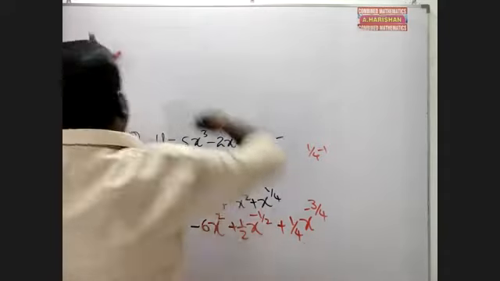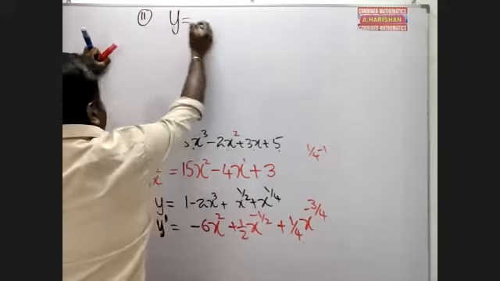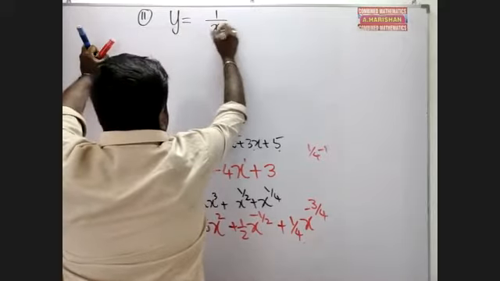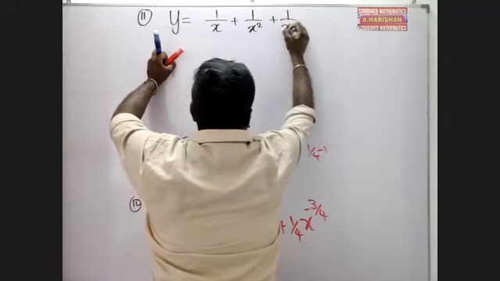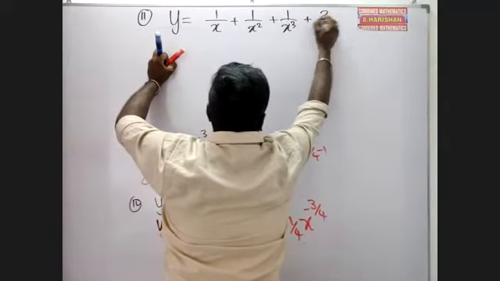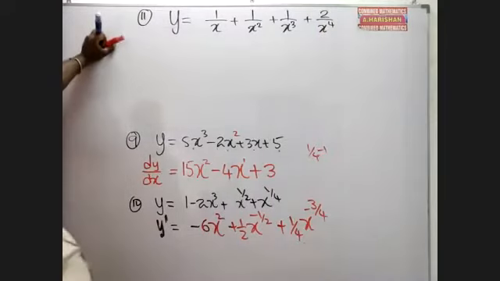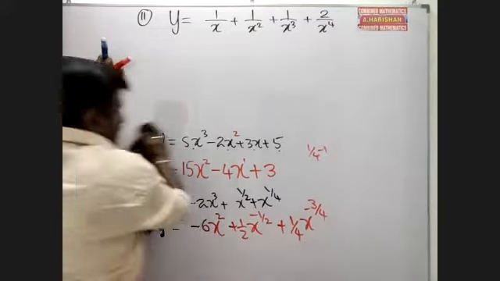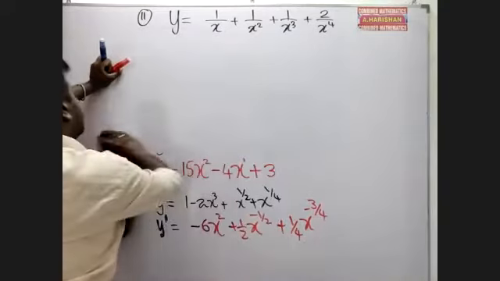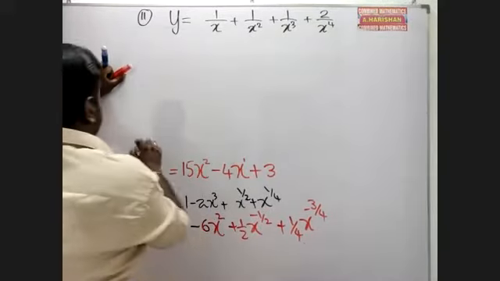Correct. Then 11. Let's say y equals 1 over x plus 1 over x squared plus 1 over x cubed plus 2 over x to the power 4. How nice is this. Enjoy this. I erased the 9th one because I need the space for the previous question. So I put somewhere here 12.